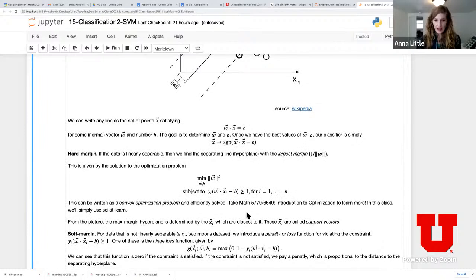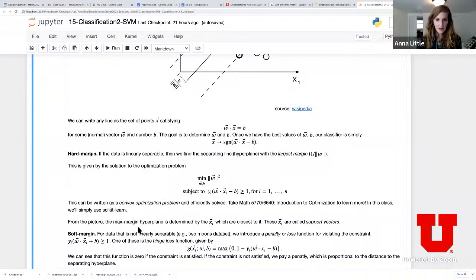Okay, and so we won't talk a whole lot about the details of solving this optimization. But if you want to know more, take a class on optimization. It's a hard and interesting and useful subject. But in this class, we'll simply stick with our built-in tools from scikit-learn and Python.